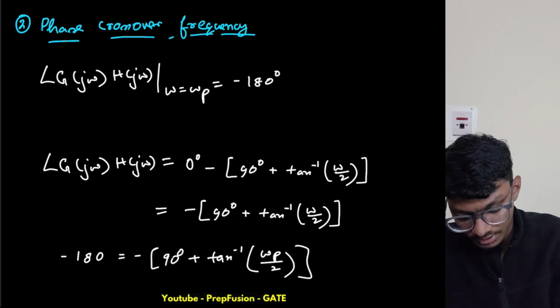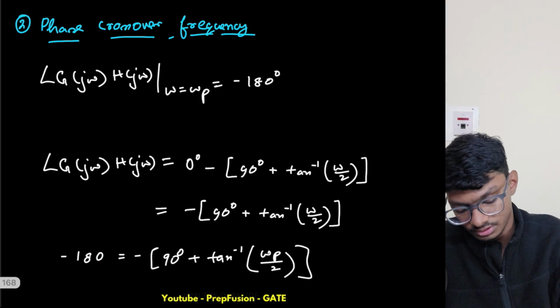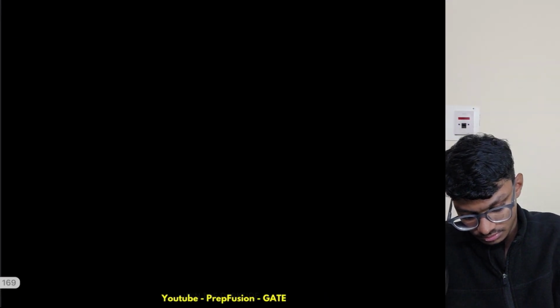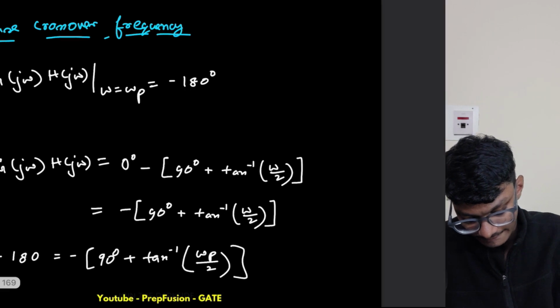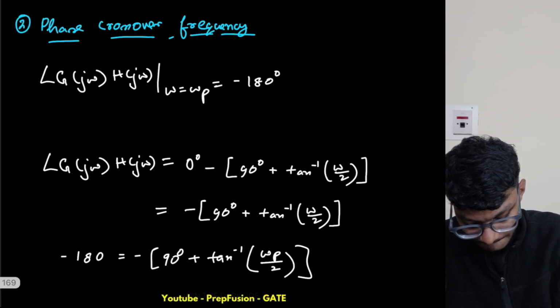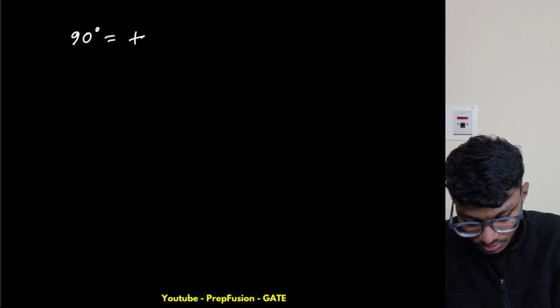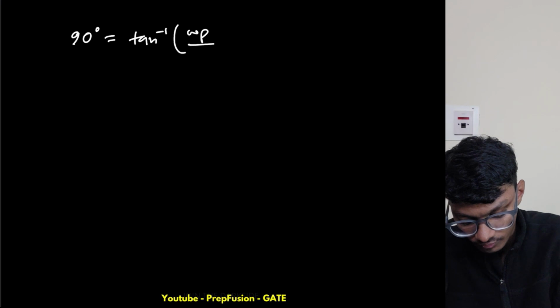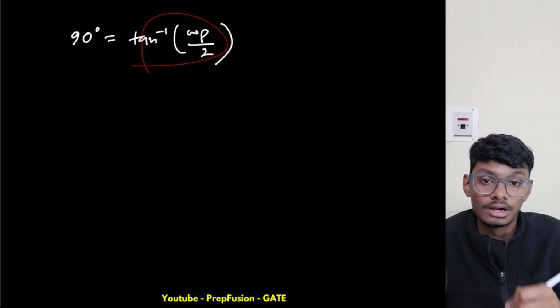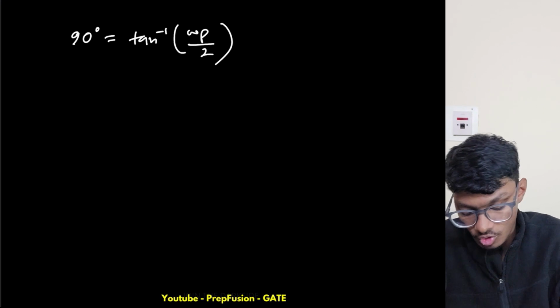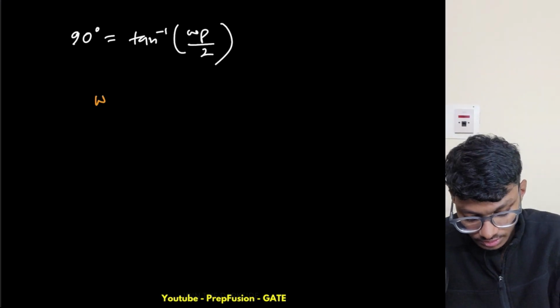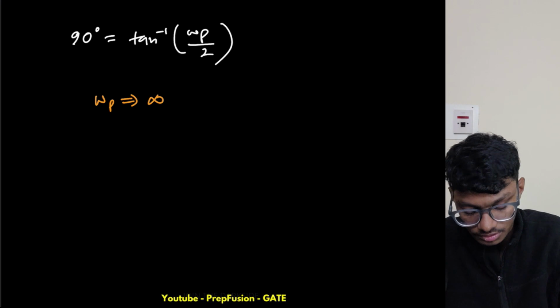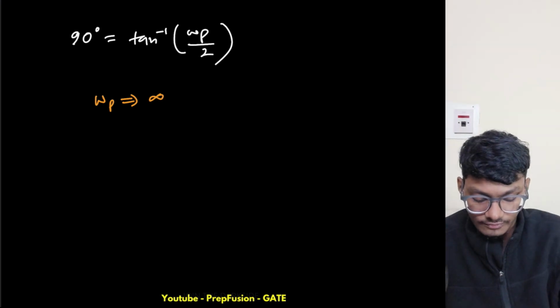So again, the minus will get cancelled. I will take this 90 over here. If I take this 90 over here, 90 will be equal to tan inverse of omega p by 2. Now for what value of omega p do I get 90 degrees with tan inverse? One value is possible: omega p tending to infinity. So here my phase crossover frequency is infinity.